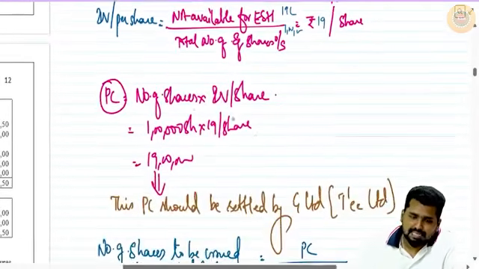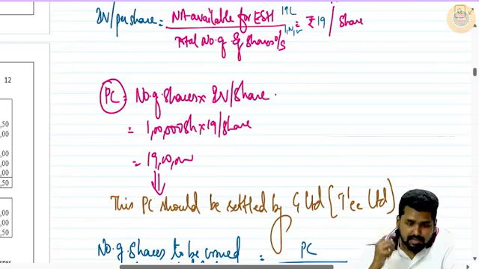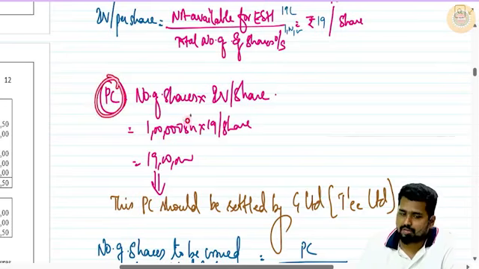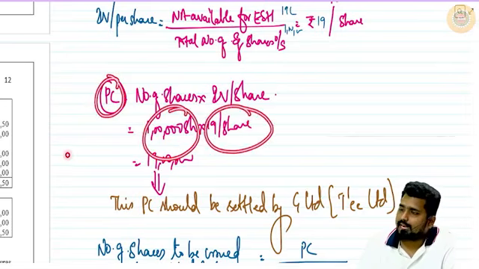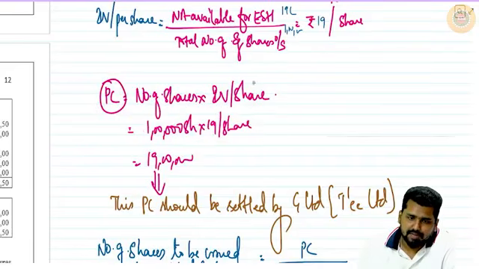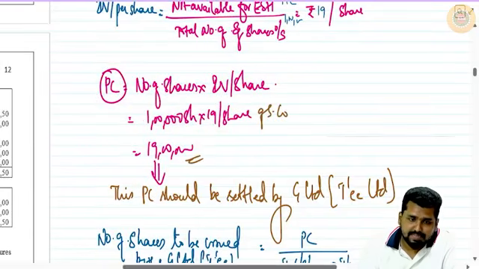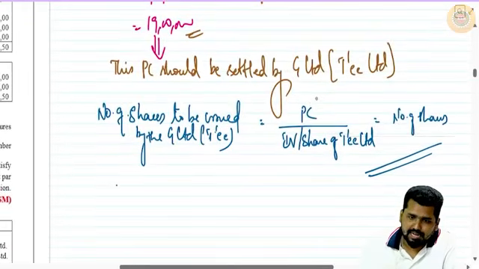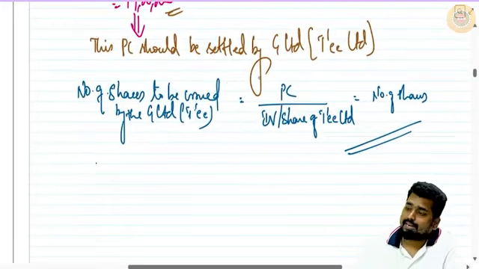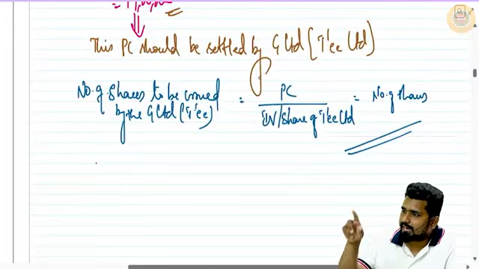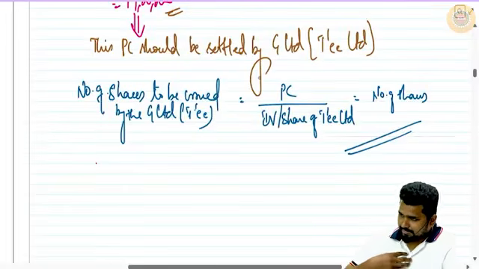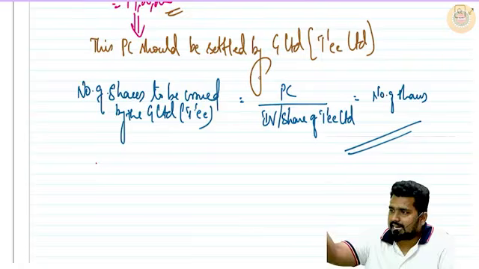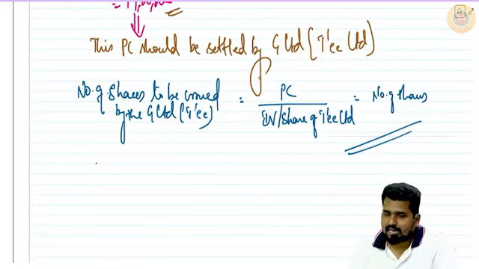Listen, purchasing company should settle. Correct? So PC is nothing but, first listen to what I am telling. PC, how much should the selling company ask? Number of shares in the selling company into intrinsic value of the selling company. Of which company? Of the selling company. So this is the PC. This PC will be settled by the purchasing company, the transferee company. Correct? When the transferee company is settling that 19 lakhs, we are the purchasing company, we are settling 19 lakhs, it means we have to give our shares. Correct?